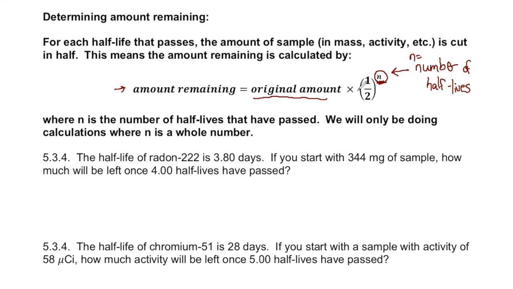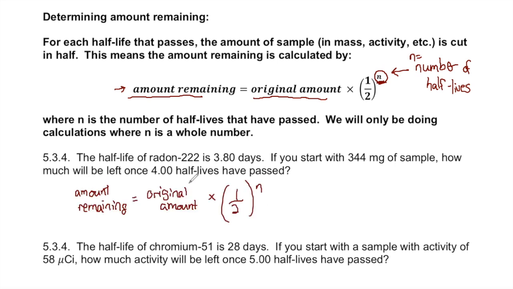That's the number of times you have to cut the original amount in half to get the amount that is remaining of your sample. So here we want to know the amount remaining. So here is our equation written out again. The amount remaining is what we're trying to figure out. So we need the original amount.